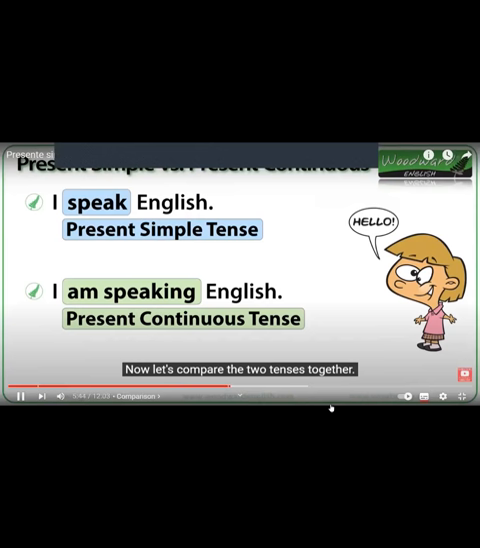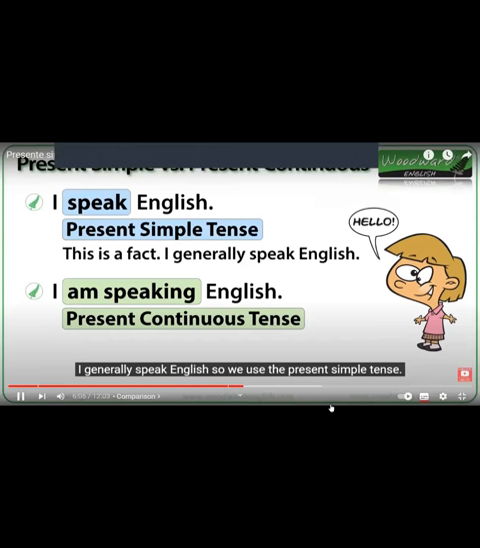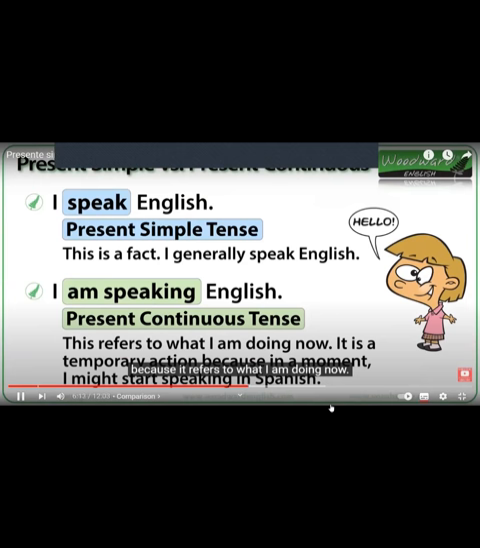Now let's compare the two tenses together. Here are the sentences from the beginning of this lesson. I speak English. I am speaking English. We say, I speak English because it is a fact. I generally speak English, so we use the present simple tense. We say, I am speaking English because it refers to what I am doing now. It is a temporary action because in a moment I might start speaking in Spanish. So we use the present continuous.